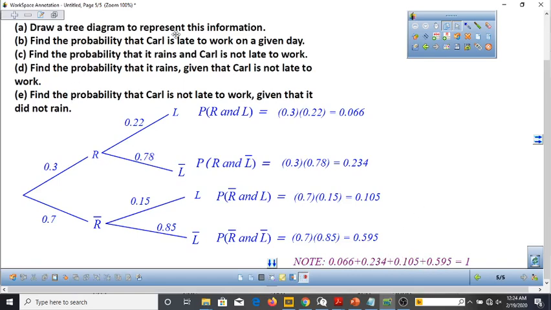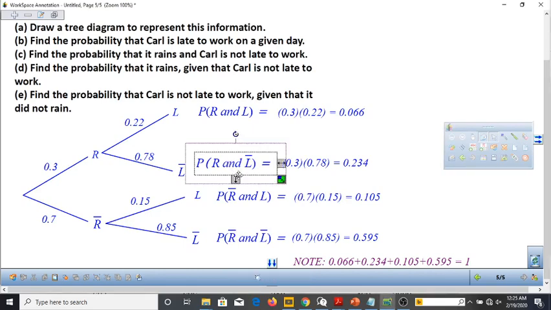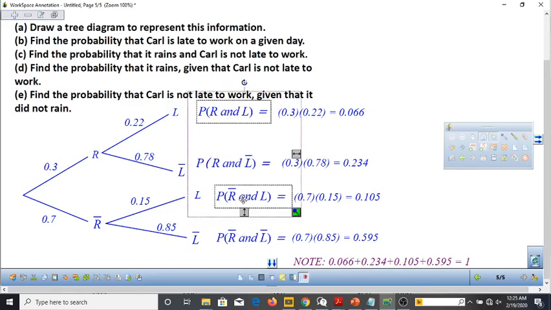Now, that's the end of the tree diagram. It seems like it took a long time to do part A, which it did, but it actually made it easier for us to do the rest, because now they say find the probability that Carl is late to work on a given day. Now, if Carl is going to be late to work on a given day, he's going to be late to work in 2 possible ways. He's either late to work when it rains, or he's late to work when it doesn't rain. So the probability of Carl being late is either when it rains or when it doesn't rain.